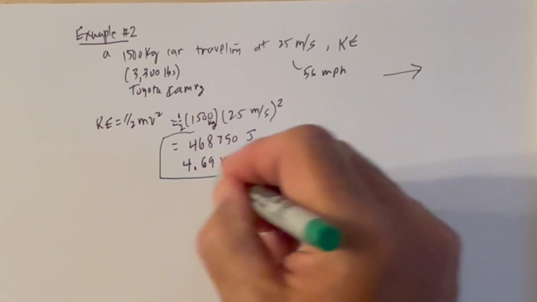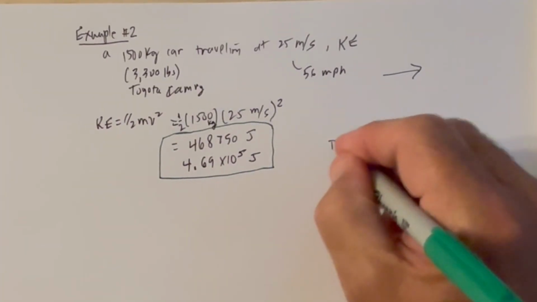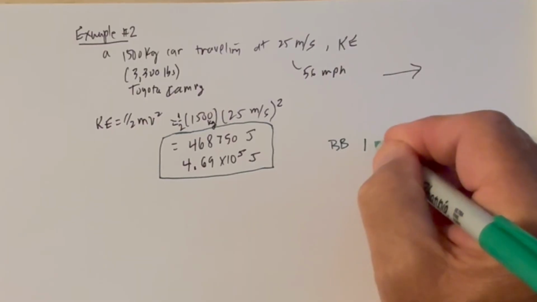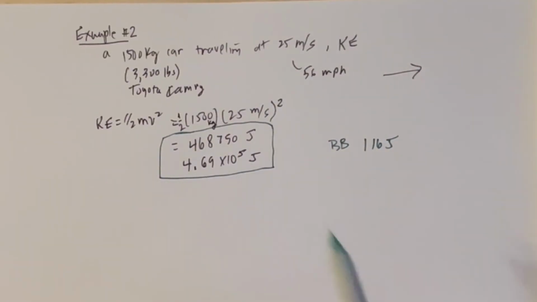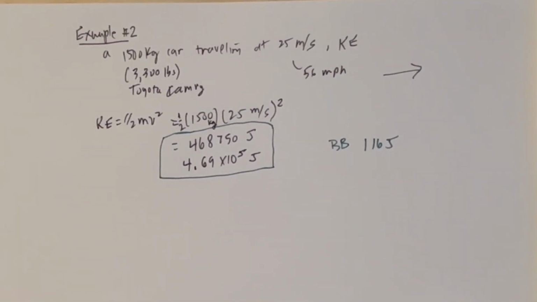You can see that's considerably more than our baseball, which is at 116 joules. That's a huge difference, and we would expect it. We've got a much larger mass. The car is much bigger than a baseball, obviously.